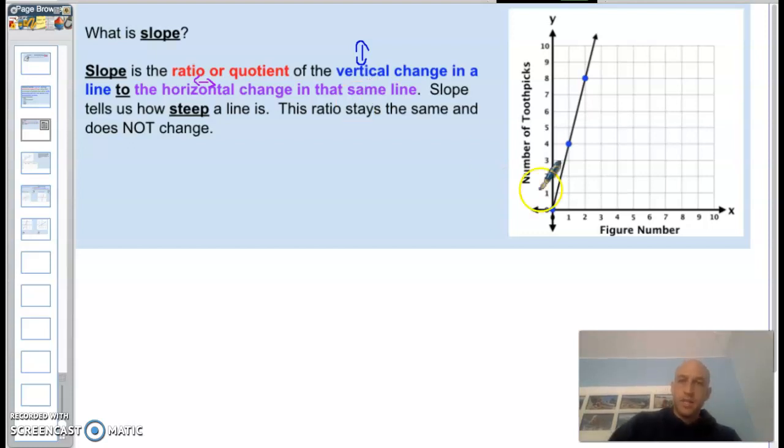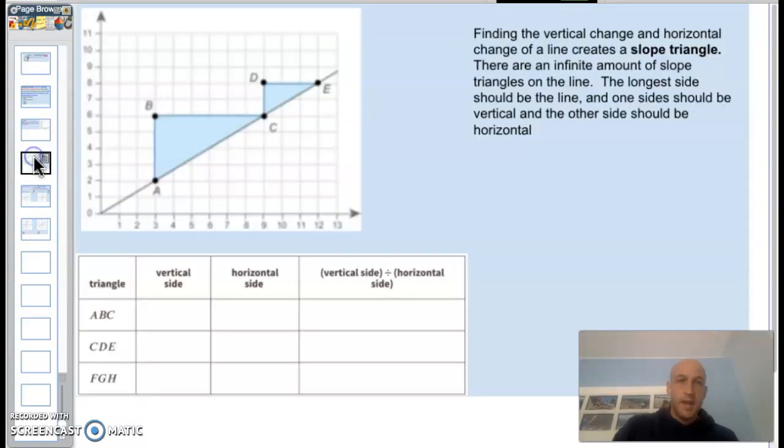So if you picture yourself right here at the bottom of this line, and you're standing at the bottom, and this is a hill, right? This hill looks very steep. It would be very hard to walk up this hill or climb up this hill. The ratio will tell us exactly how steep that is. The nice part is the ratio stays the same and does not change. So I'm going to go into that specifically in this next example.